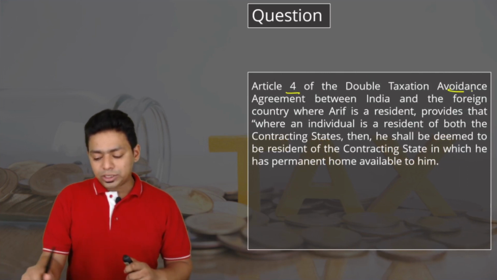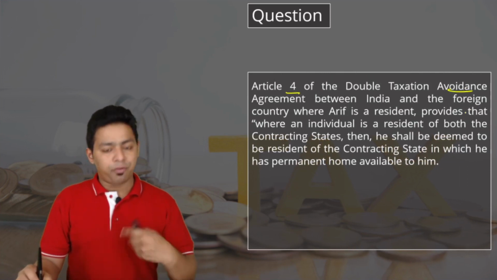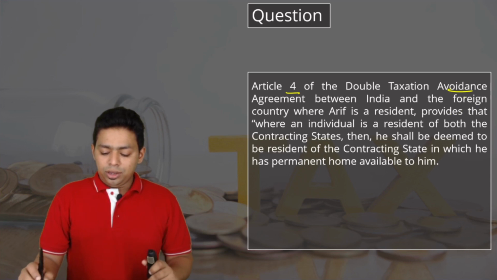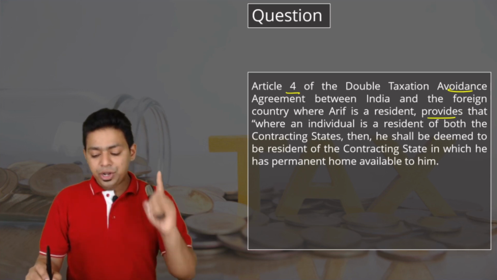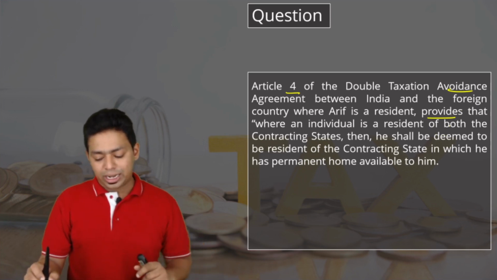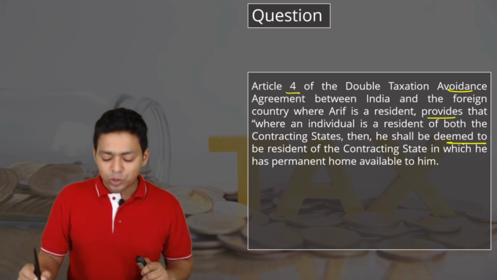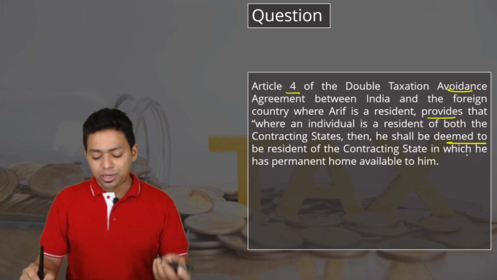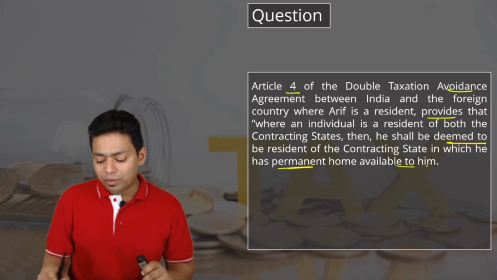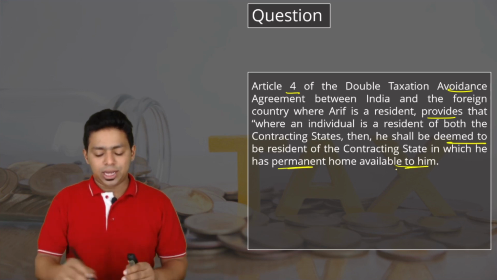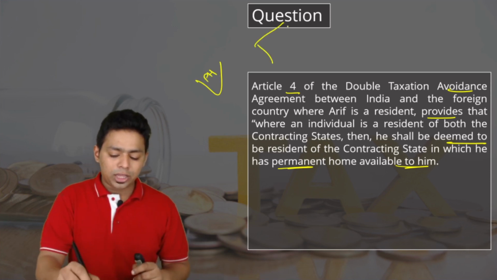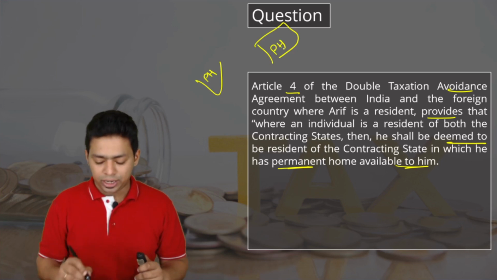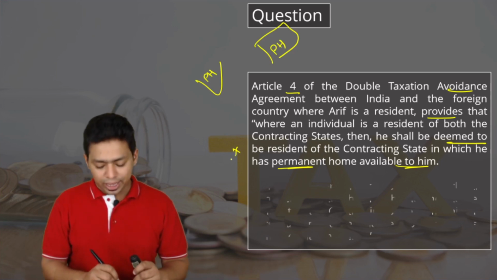Article 4 of the Double Taxation Avoidance Agreement between India and the foreign country where Asif is the resident provides that where an individual is a resident of both contracting states, then he shall be deemed to be the resident of the contracting state in which he has a permanent home available to him. Now the problem here is that he has a permanent home in India as well as in the foreign country. So this is not giving us any clarity.